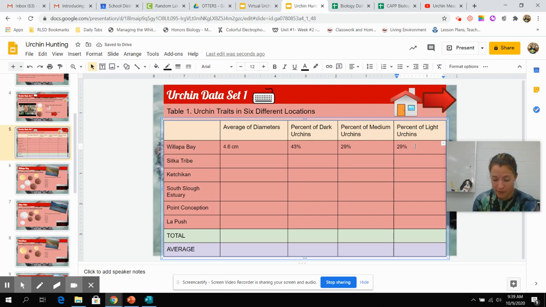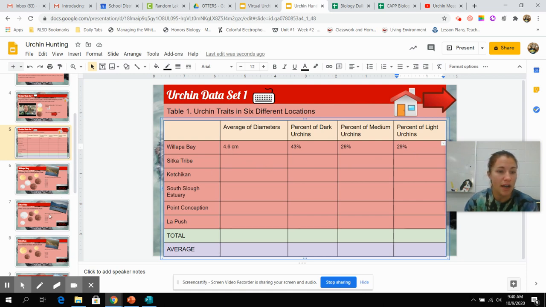So you'll notice if we add 29 plus 29 plus 43, that equals 101, not 100, but it's just because of the rounding. So it's okay if with your rounding, you get like 101 or you get 99, or sometimes it might come out to a perfect 100 when we're looking at everything. So what you're going to do is go on all the different slides.